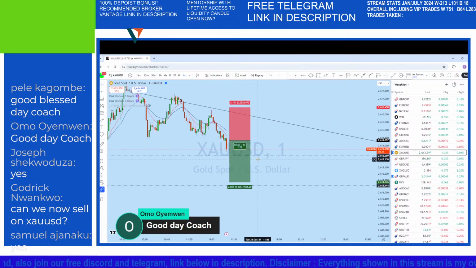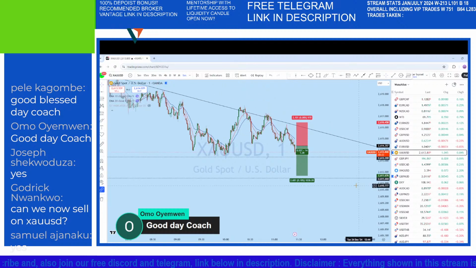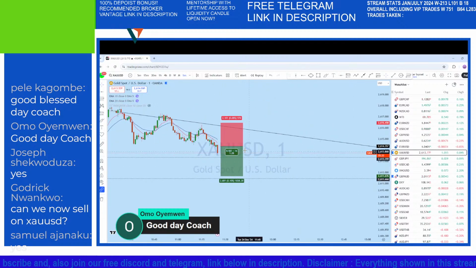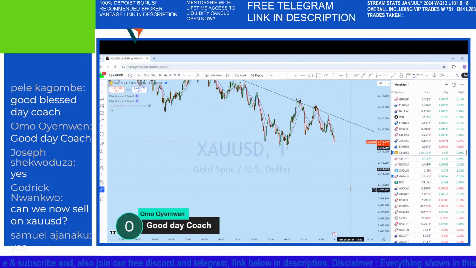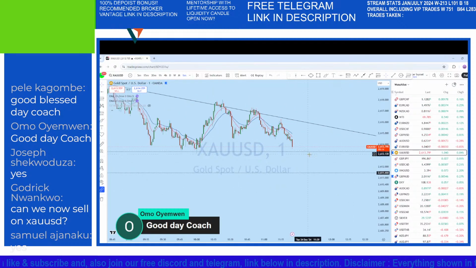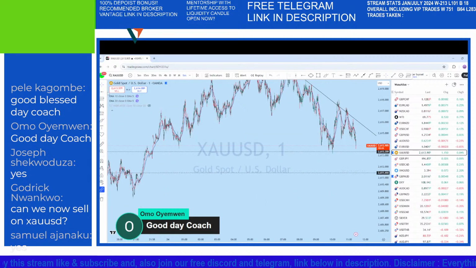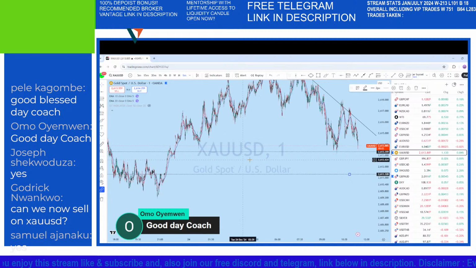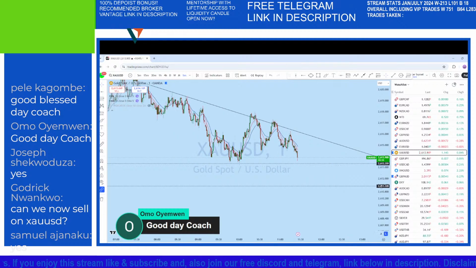So we could enter at this point, but at the moment you can see that this is where, if you look here, there is a gap. There's a fair value gap. This is an order block. If you are not sure about the order block, stay tuned, guys. This is a smart money concept, and we will be discussing the order block in depth.